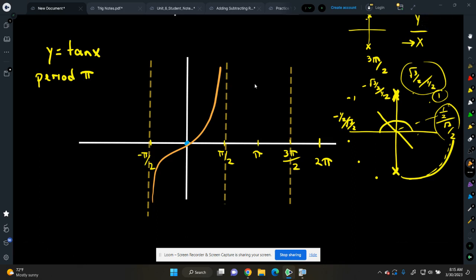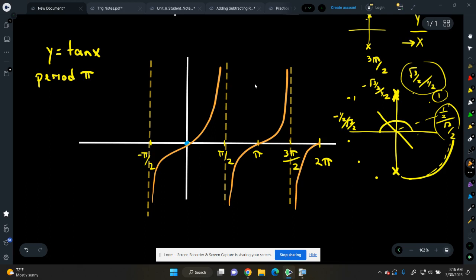And it's going to repeat that as we go. Okay, so that's what your tangent function looks like. The tangent function is most notable because we'll see that it is undefined at pi over 2 and 3 pi over 2 and negative pi over 2. Okay.